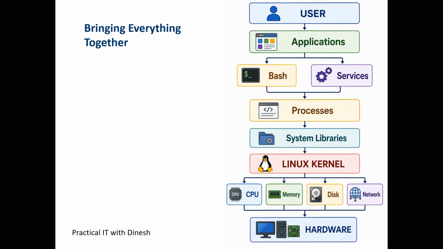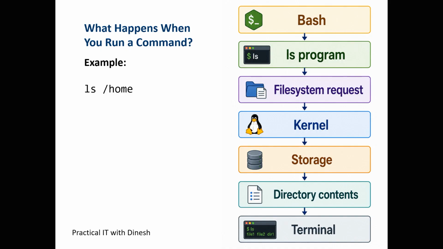Now we can see why the subjects in this course are not isolated topics. We use the shell to interact with Linux. Programs run as processes. Background applications run as services. Applications communicate through the networking stack. Files and data ultimately depend on storage. The kernel manages the underlying resources. Everything is connected.